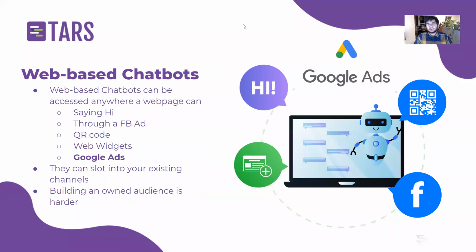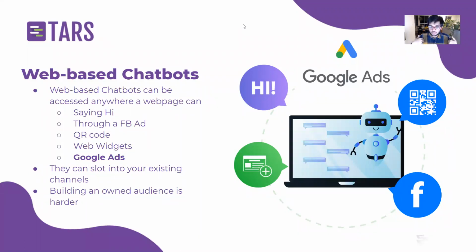And then our web-based chatbots, it's exactly the opposite. Again, recurring theme over here. Web-based chatbots, the cool thing about them is you can essentially have the same discovery channels that you do with a WhatsApp chatbot. People can find your web-based chatbot wherever it lives on the web and say hi. Since it has a regular URL, you can add it as your landing page for your Facebook ad. You can put it behind a QR code. You can have it as a web widget.